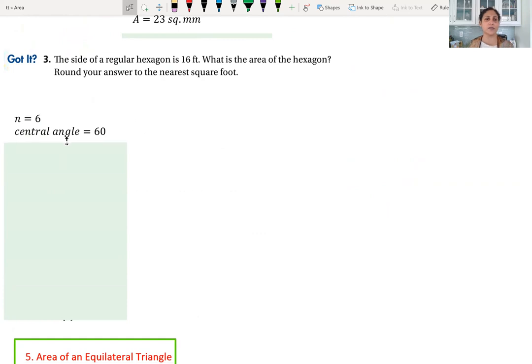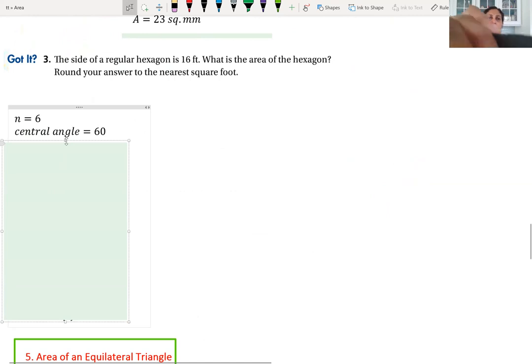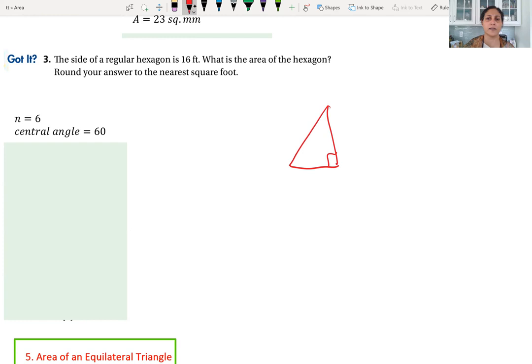Since n is equal to 6, the central angle is 60. So you're going to make your little triangle, and remember that in the little triangle, this is going to be 30, because that's half of 60. The side is 16, so the bottom is going to be 8.